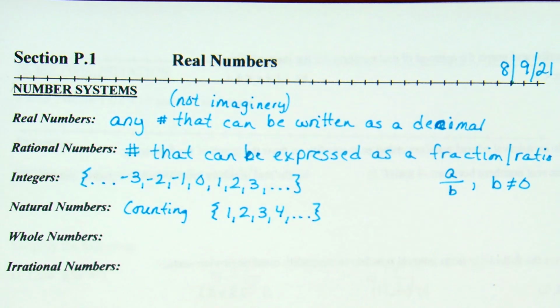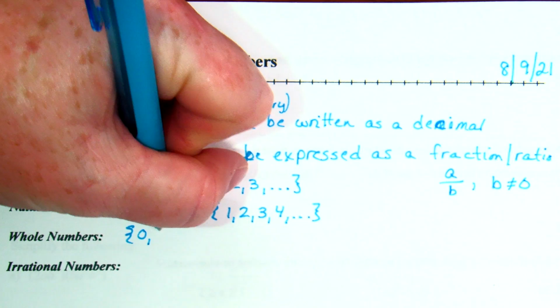Okay, so what's different then with whole numbers? What makes the difference with a whole number? It can't be negative, but it can be 0. If it's negative, that falls back in integers. Whole numbers have to be positive. The only difference is they start at 0. So 0, 1, 2, 3, 4, so on and so forth.